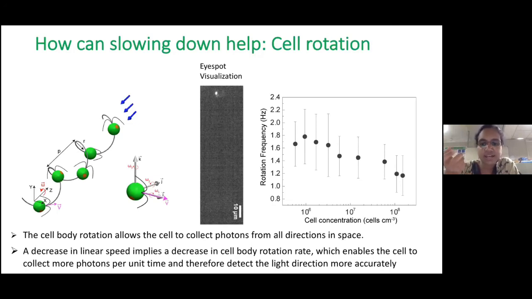How will the rotation rate going down help? The rotation rate will help because if the cell body is rotating slowly, it will enable the cell to collect more photons per unit time and therefore detect the light direction more accurately. That is our working hypothesis, that perhaps slowing down the cells will enable them to detect the light direction better and therefore have a higher phototaxis efficiency.